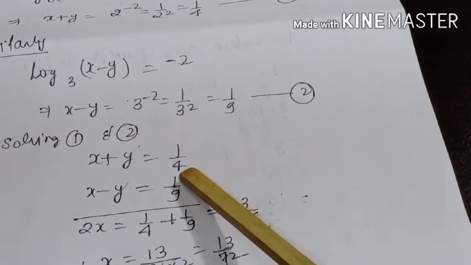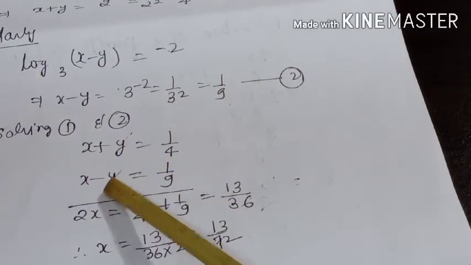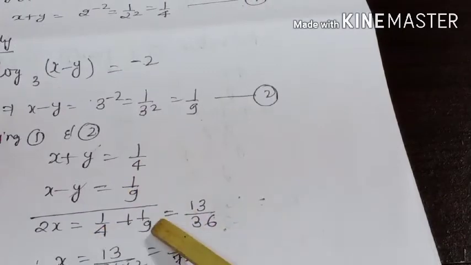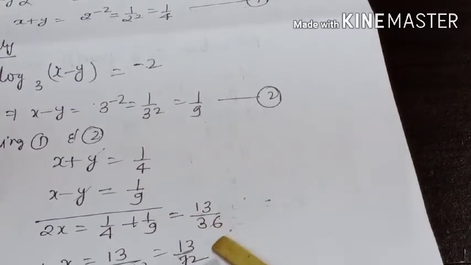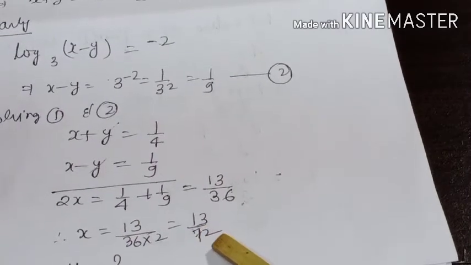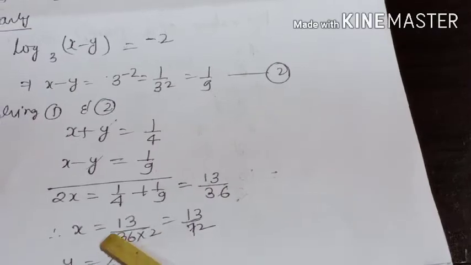x plus y is equal to 1 by 4 and x minus y is equal to 1 by 9. Obviously plus y and minus y are cancelled, so x plus x will become 2x, and when 1 by 4 and 1 by 9 are added together, you'll get 13 by 36, and after solving you will get x is equal to how much? 13 by 72, and you know how to calculate the value of y.